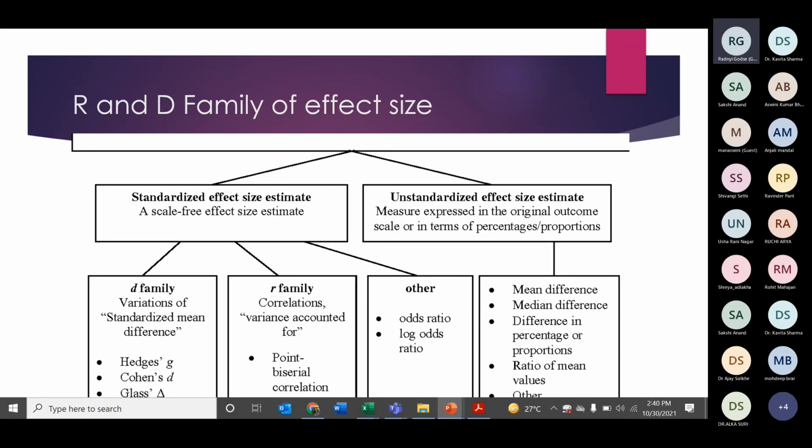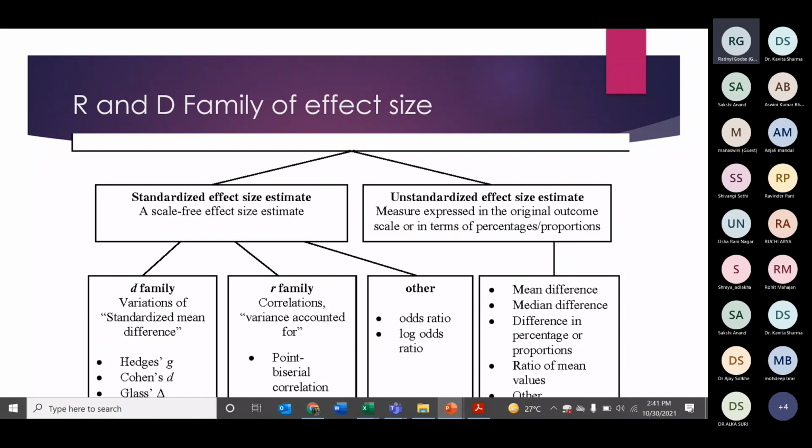Okay, so what does the D family do? D family is an effect size where our measure of power in each of the studies is the standard deviation and mean. So if from all the papers we are picking up standard deviation and mean, then we can say it is a D family effect size. R family effect sizes are when we pick up correlation values from papers. There's also an others effect size where we pick up odds ratio or log odds ratio. This is also very prevalent in the medical domain.